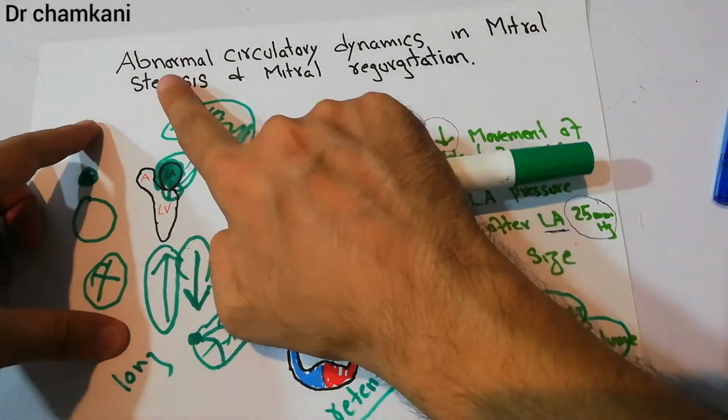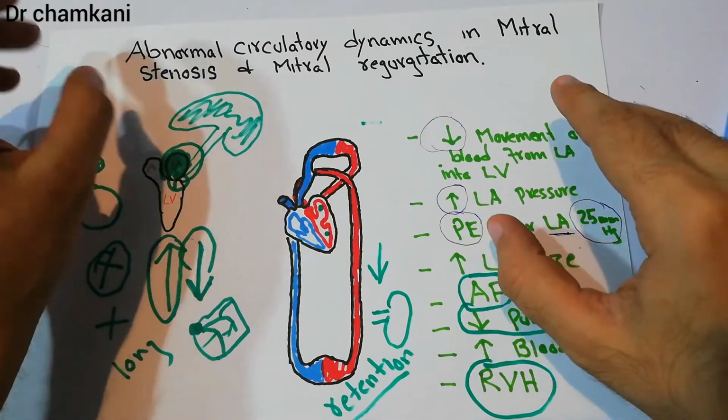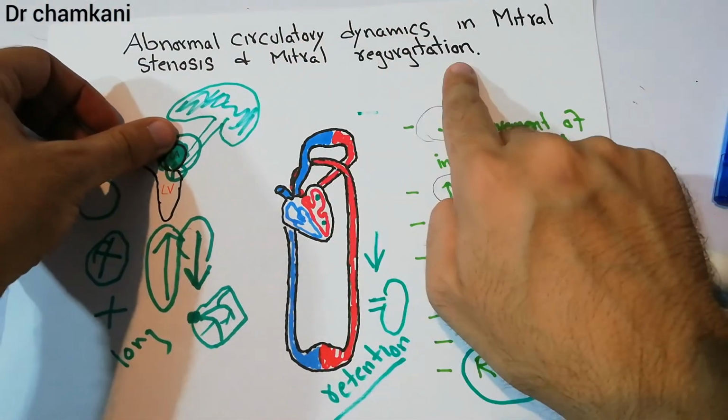So these are all the abnormal circulatory changes. These are all the abnormal changes which normally are not present in the human body, but these changes occur in mitral stenosis and mitral regurgitation.